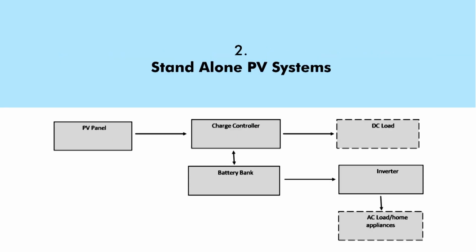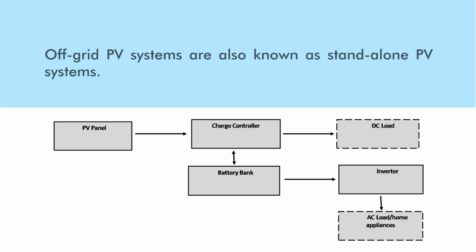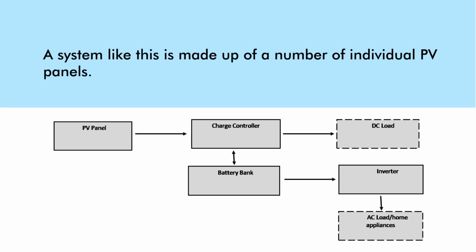Now we will discuss the standalone PV system. The standalone PV system is also called an off-grid power system. A system like this is made of a number of individual photovoltaic panels. A number of 12 volt PV modules are combined in a standalone PV system to achieve a desired power output. It is not connected to the power grid. The electricity generated by this system is used directly by the user, and any excess energy is stored in the batteries. The stored energy in batteries is used during the night or when there is no solar radiation.